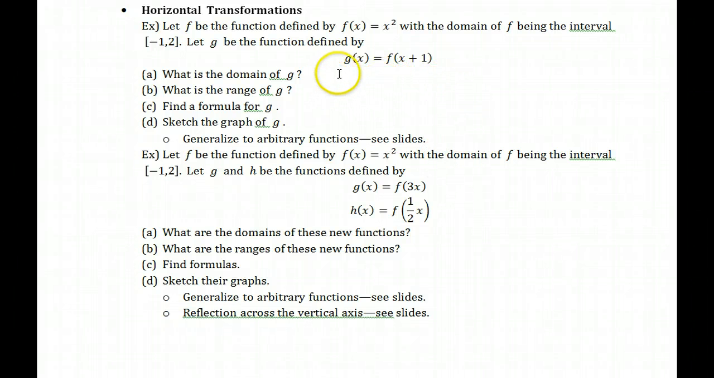Or if we define a new function, say g, to be f of x plus 1, what's the domain and range of the new function? What does the graph of the new function look like in terms of the old function? For all of these examples, we're going to stick with the same function. f is defined by the formula f of x equals x squared, and the domain is restricted to [-1, 2]. So you're not going to graph the whole parabola, only that interval. Let's answer these questions for this first example.